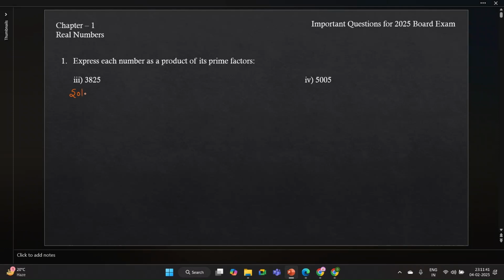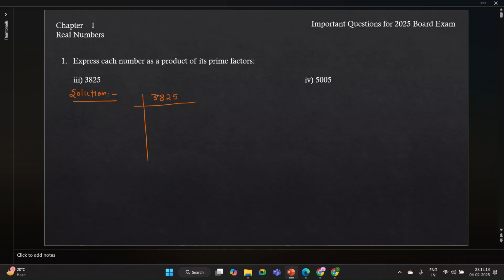I'm solving it, so I'm writing down the solution. We have to find out each number as a product of its prime factors. So we have to find the prime factors and see how we can go through it. Just make a table like that and then write down 3825.